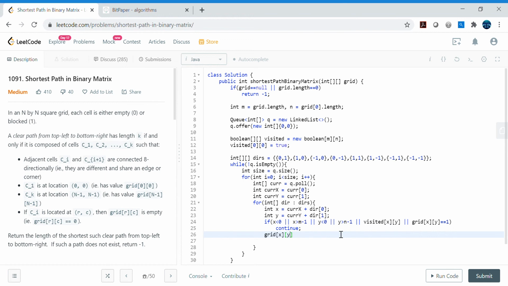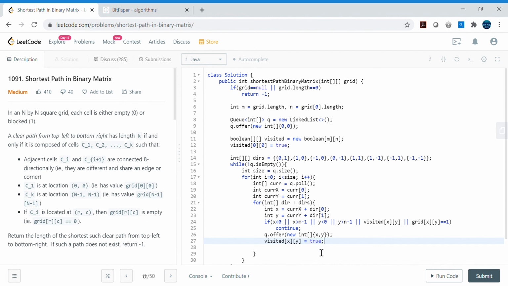x by y, right? So what we can do now: if it is not outside of the boundary, and if it is not visited, and also if it is basically not 1, right? If it is 0, then we are going to insert those coordinates to the queue. So x comma y, and then we can mark those coordinates as visited, right? So visited x y is true.